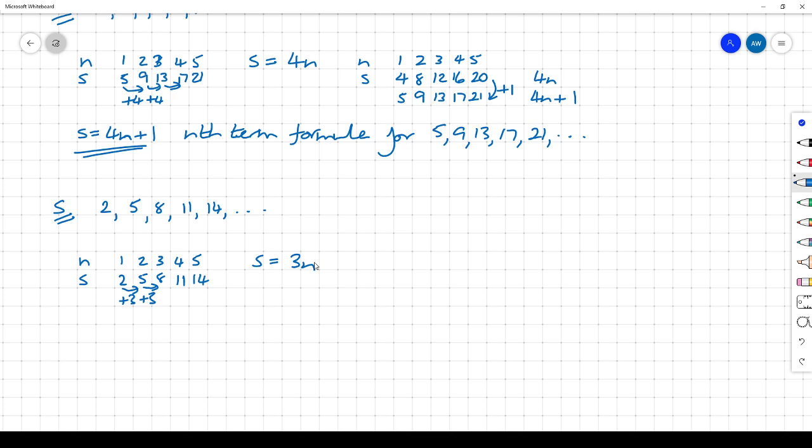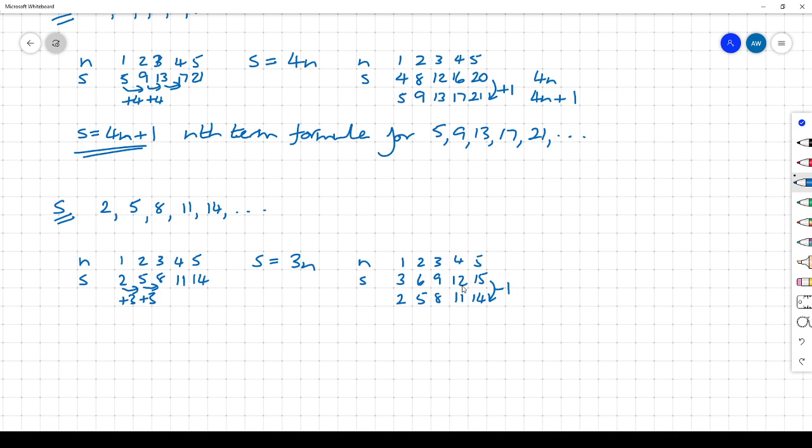Okay, but is that enough? Well, if you know your 3 times table, you know that's not your 3 times table, 2, 5, 8, 11, 14. So we're going to have to try and work out the extra bit we need. So we'll do it again. Write n, 1, 2, 3, 4, 5. The sequence for 3n is 3 times 1 is 3, 3 2s are 6, 3 3s are 9, 3 4s are 12, 3 5s are 15. What we want is 2, 5, 8, 11, 14. What do we need to do to our 3n sequence to get the sequence we want? If you look, it's take away 1.